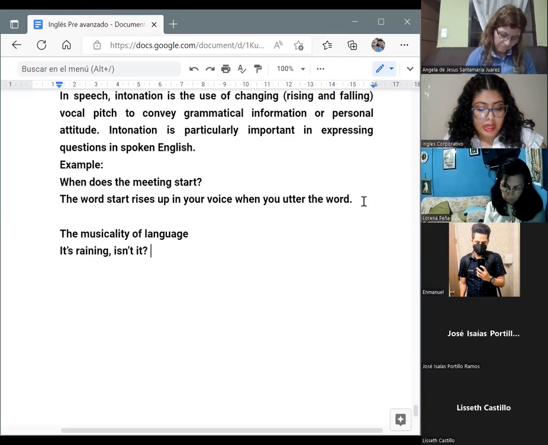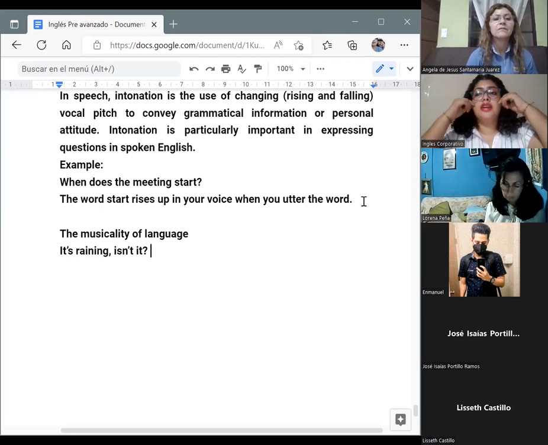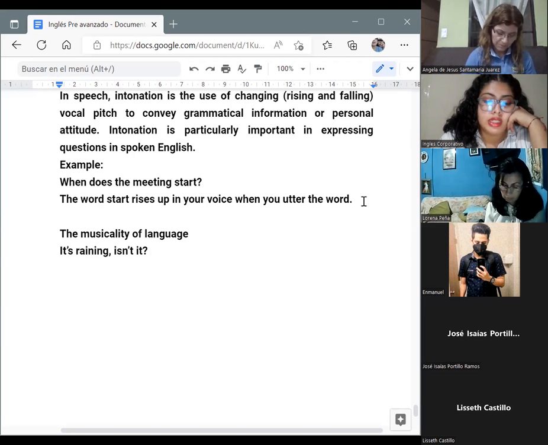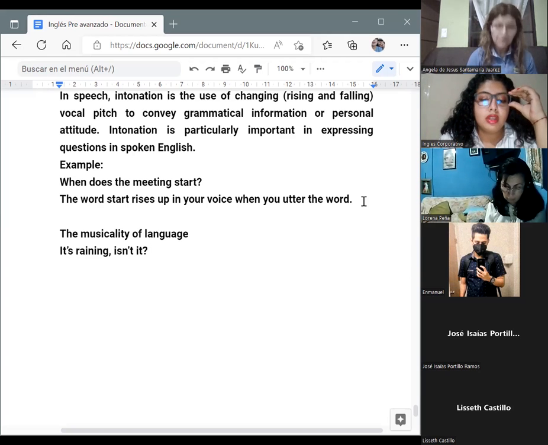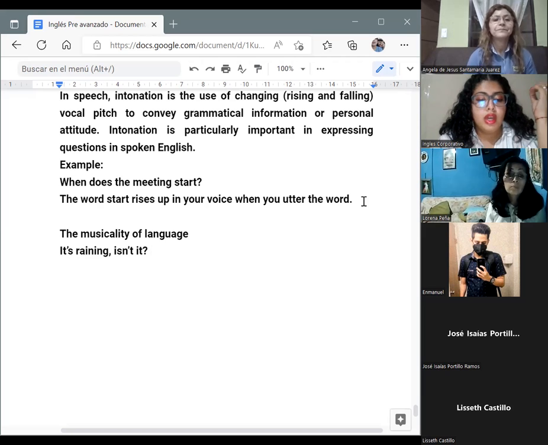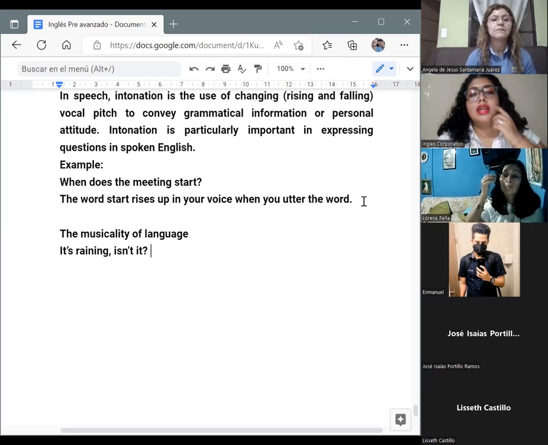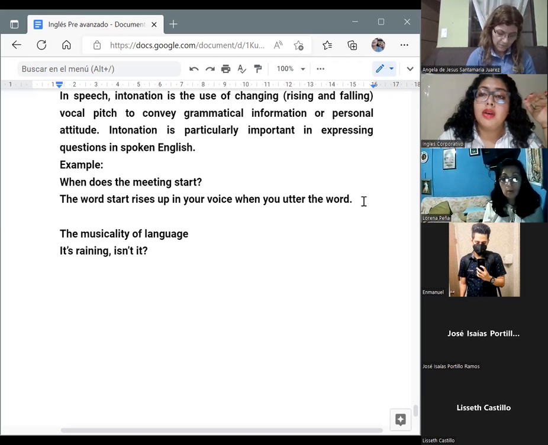So imagine that you don't know if it is raining. And Crystal said, you think there might be a shower outside, but you are unsure. So you ask someone to check. You use the same words, but the musicality of your voice makes a different point, as in, is it raining, isn't it? So in that case, it's kind of different, because in the first one, is it raining, isn't it, it's kind of plain.